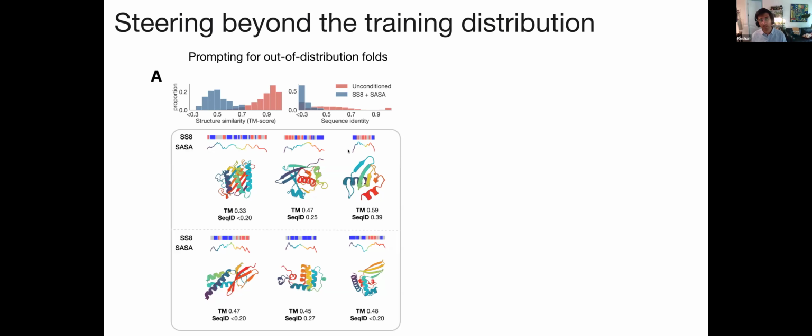And you can see that while unconditioned generations have very high similarity to the training distribution by default, the conditioned generations have much lower similarity to the training distribution and much lower sequence identity, both structural and sequence similarity.